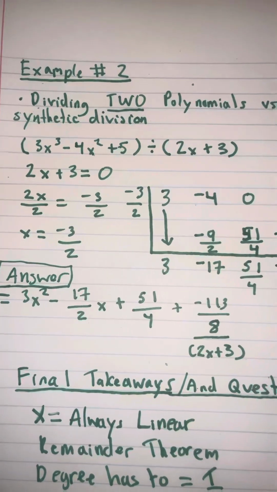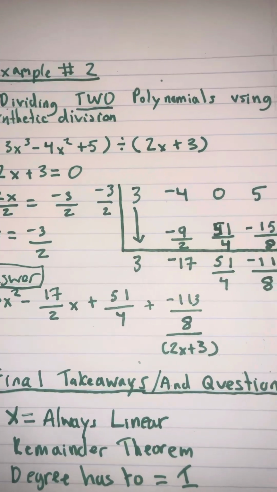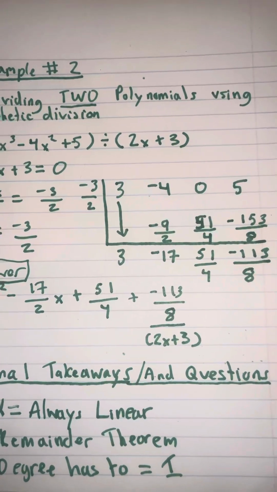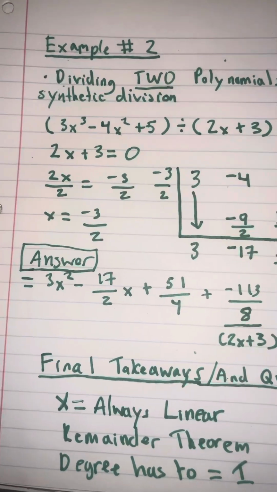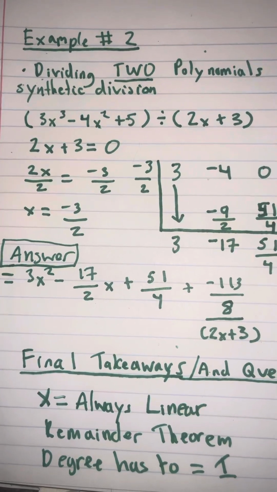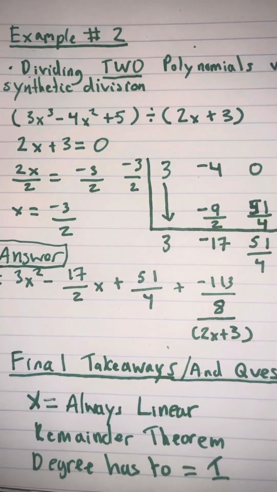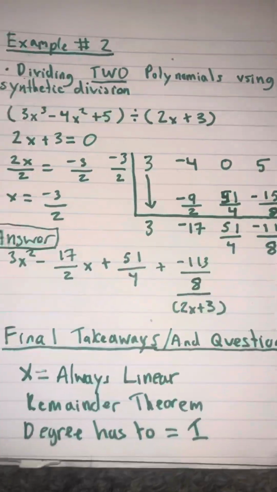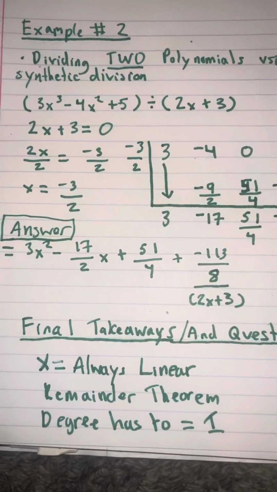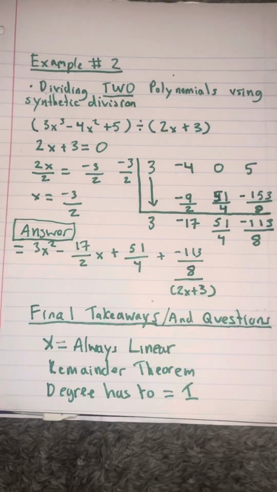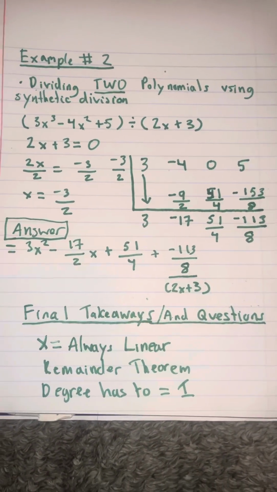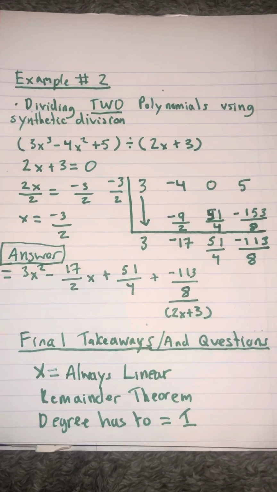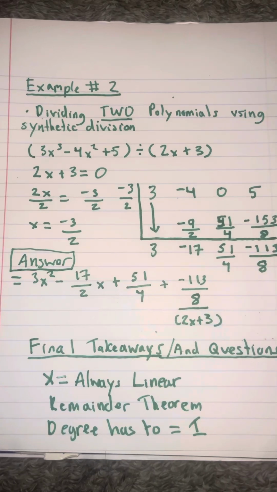Then we're going to have to write out the equation by taking each value that we have here and adding in the degree and adding in the x. So we have 3x squared minus 17 over 2x plus 51 over 4, minus 113 over 8 parentheses 2x plus 3. And that will be the answer. It was obviously a little bit more complicated than the first one, but the setup is still pretty similar. It's just the math is a little bit harder.